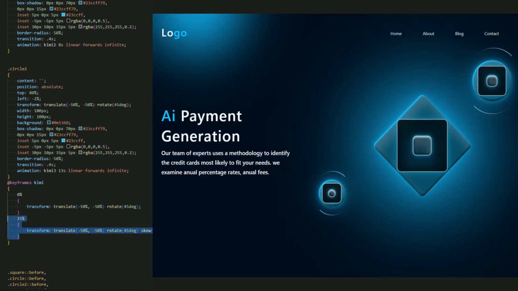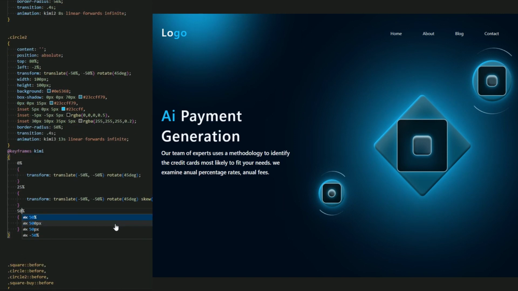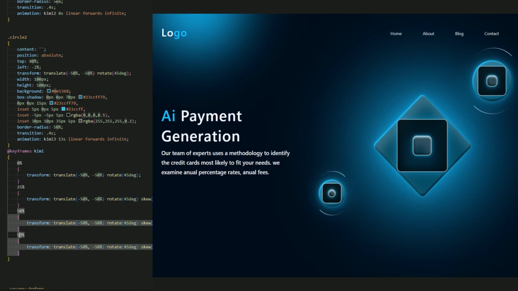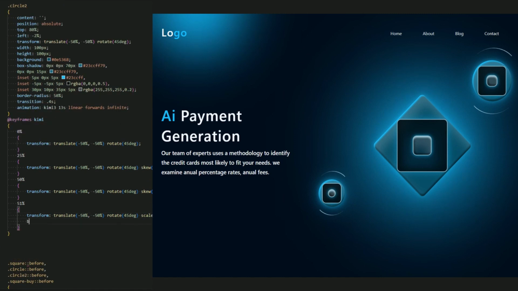Now for the 50%, copy paste it. For the skew be 80 degree, 7 degree. And now let me add the 51%. Okay, 51%. Let me add a skew be 14 degree, 7 degree. And let me add a scale to become big. So a scale be a 1.4. And let me add a border radius to become circle, 15%.